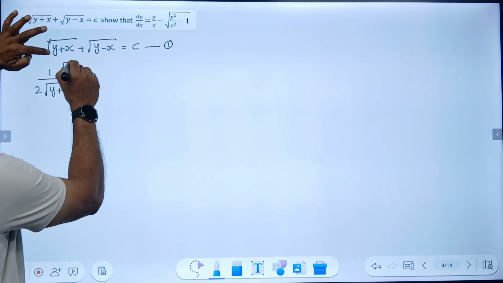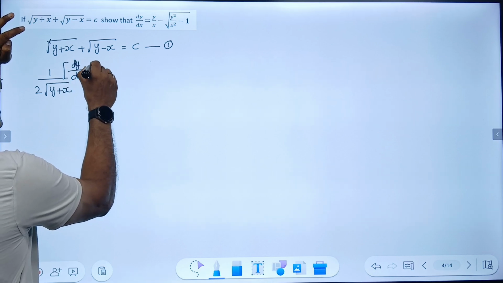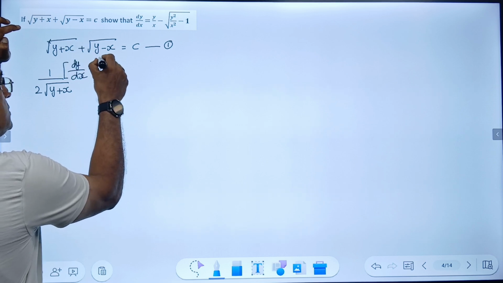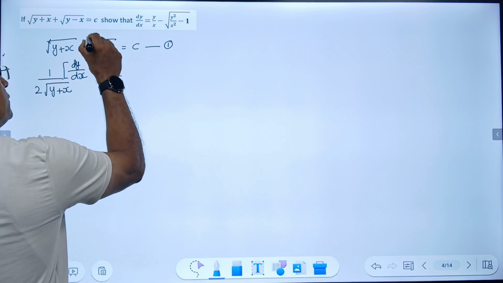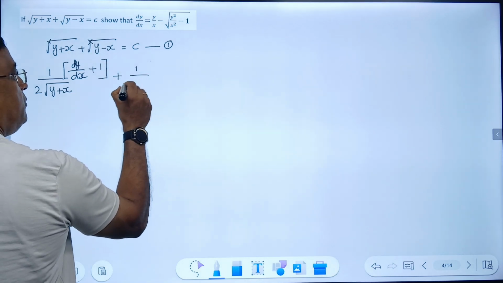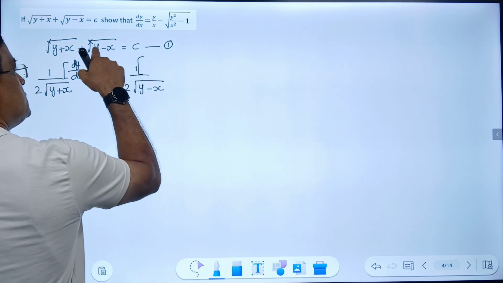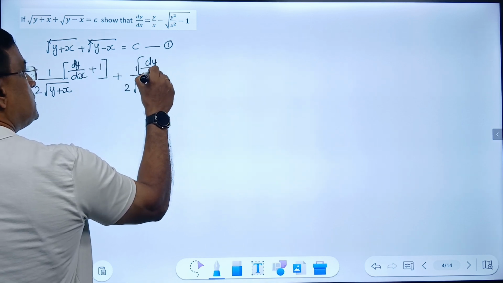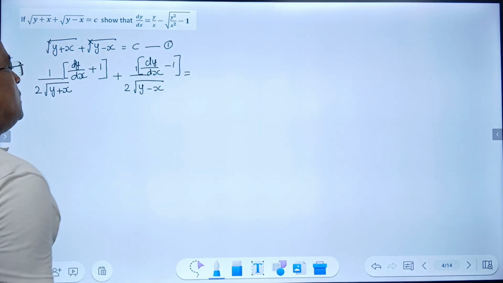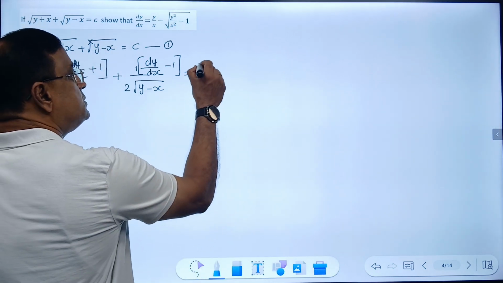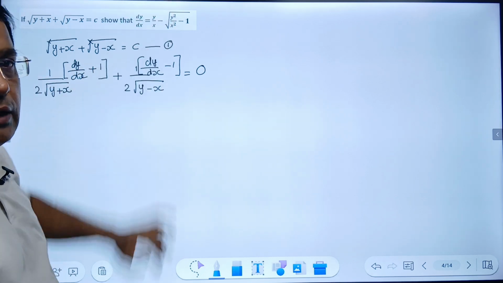So what is the differentiation of y? Differentiation of y will be dy by dx plus, what is the differentiation of x? The differentiation of x is 1. Okay, plus, once again, what is the differentiation of this root? 1 by 2 root of (y minus x) into, what is the differentiation of y? y is dy by dx and the differentiation of x is minus 1, equal to, what is the differentiation of a constant? A constant is 0. So we are almost through because we got rid of the constant. The answer does not have c.